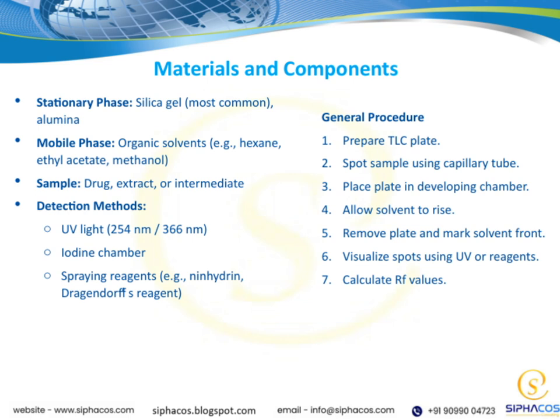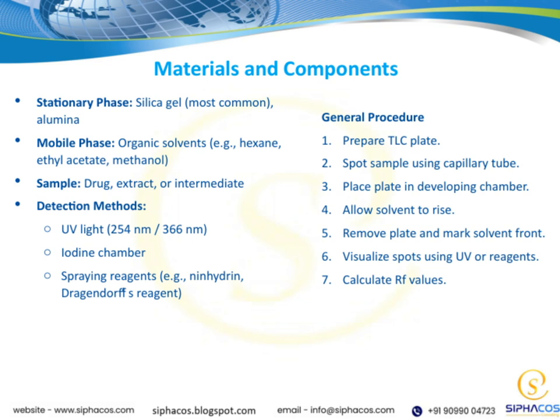After that, you'll visualize the spots. This can be done using UV light if your compounds fluoresce or by applying specific reagents that react with your analytes. Once you see the spots, you'll measure the distance each spot traveled relative to the solvent front, which allows you to calculate the RF values. These values help identify or compare compounds in your sample.